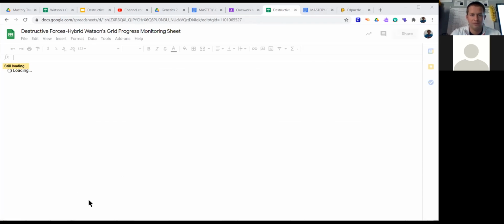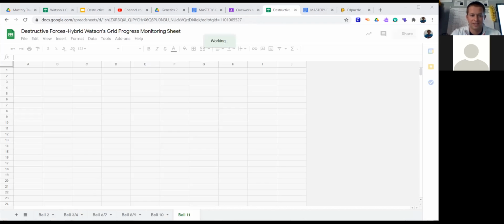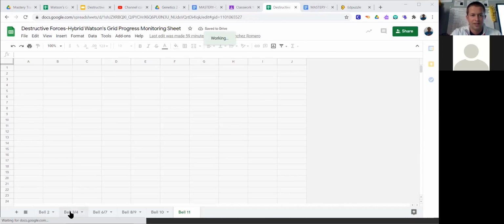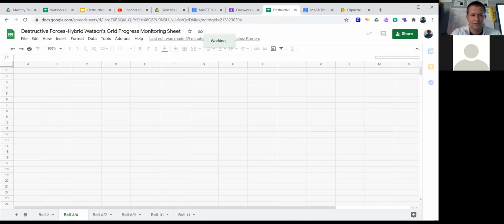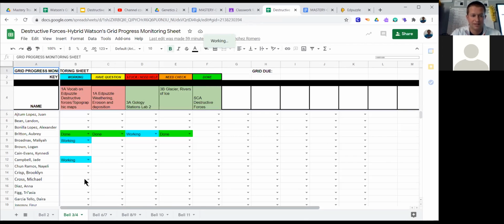Make sure that you mark when you complete your different assignments, because remember, we don't have the paper copies anymore. This is the way for you to progress monitor how you are doing on the assignments. You haven't marked yet that you're working on the vocab or any of those, so make sure you do that. This is found in Google Classroom.